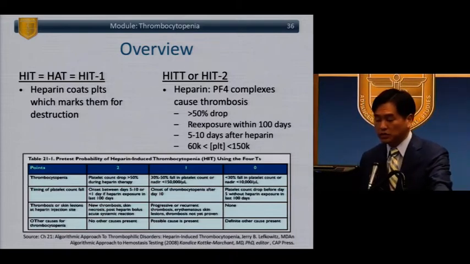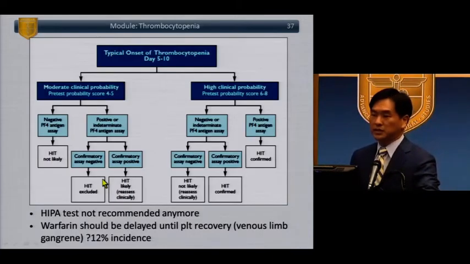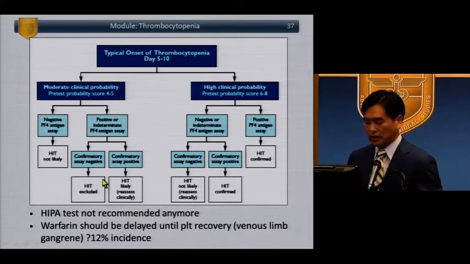Using that point score, the pre-test probability, you can then combine it with tests. There are a number of tests available out there. One of them is the PF4. Okay, it's a simple antigen assay. And then there's a confirmatory test. It's the, I'm blanking.